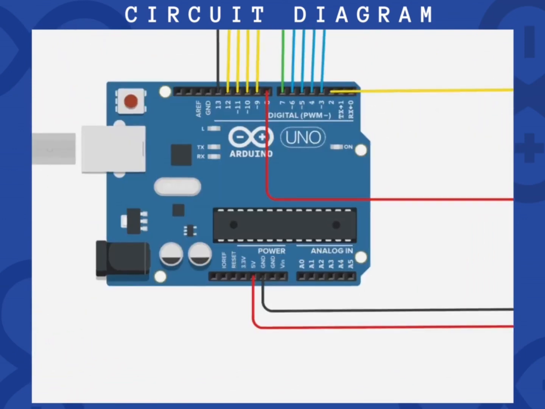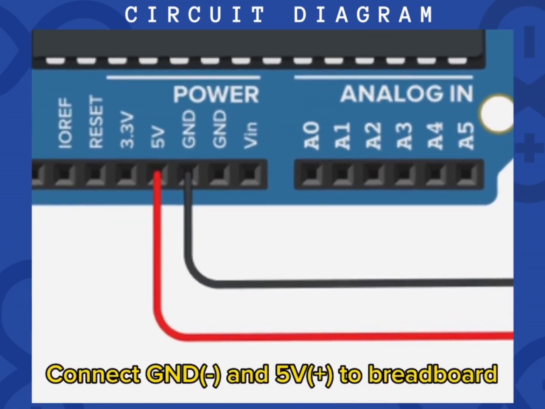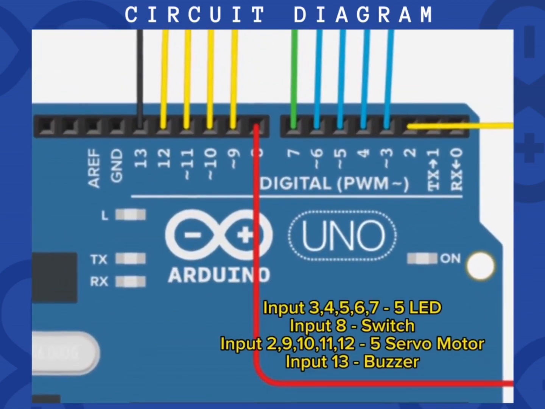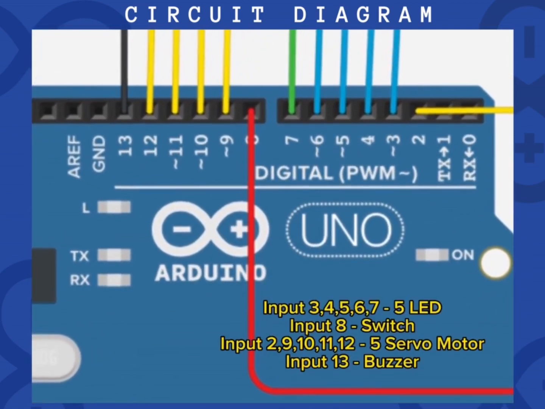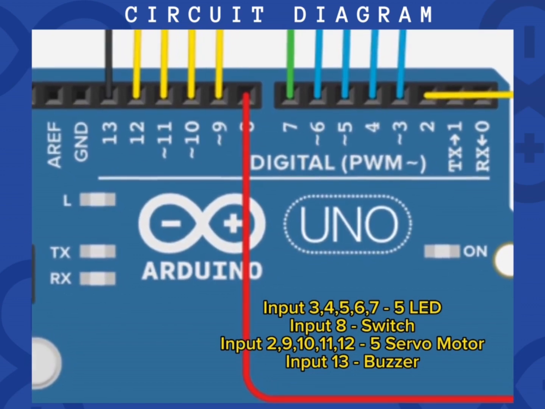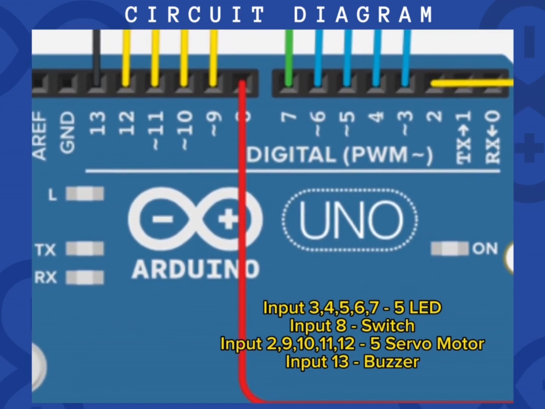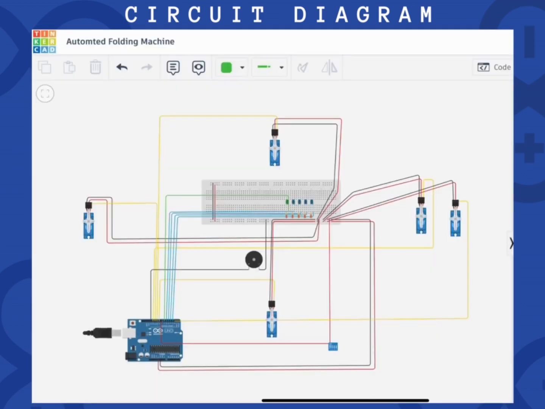Next is our attachment, where first we attach ground and 5 volt to the breadboard, and this is our input as we attach the input to the breadboard. Inputs 3, 5, 6 and 7 we use for 5 LEDs. Input 8 we use for the switch, inputs 2, 9, 10, 11 and 12 we use for the 5 servo motors that we have attached, and lastly we use input 13 for the buzzer. And as you can see here, this is our full circuit that we have already attached the components and also the wire to the input and output.